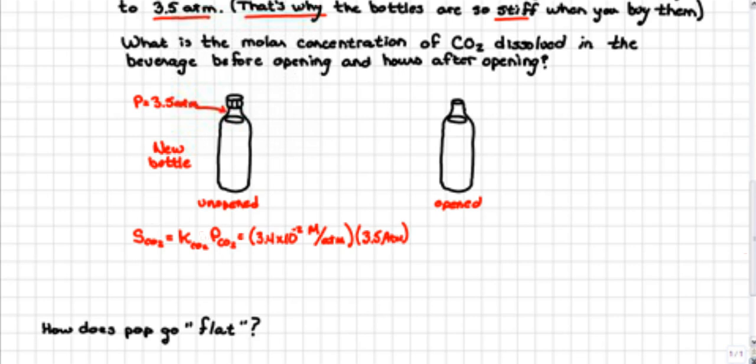And while we're at it, let's just see how these units work out. Atmospheres on the bottom here cancel with atmospheres on the top there. So we're going to get an answer in molarity units. We'll actually get the concentration of carbon dioxide in units of moles per liter. We do the calculation, and the result that we get is 0.119 molar. All right, this is the actual concentration of CO2 in the beverage.